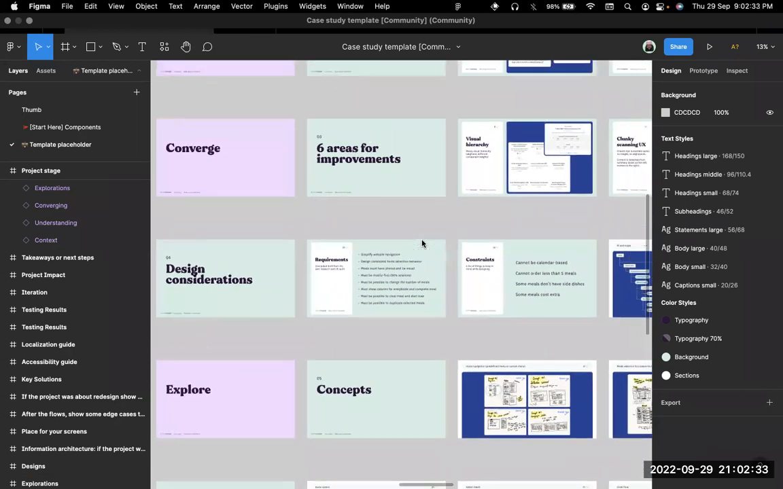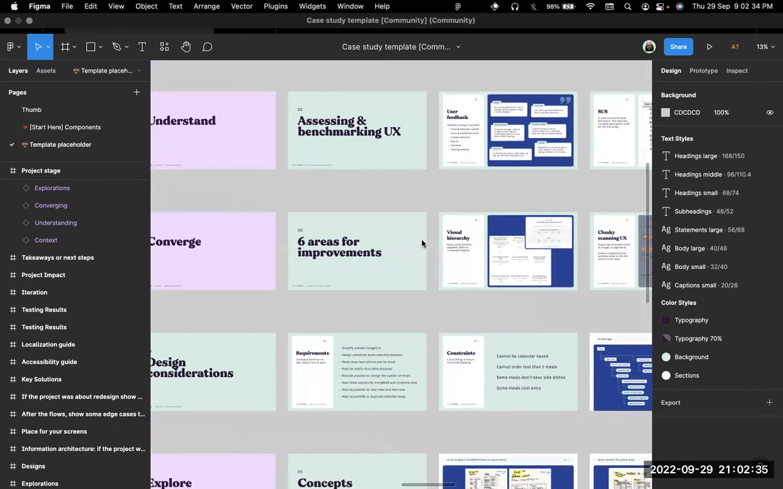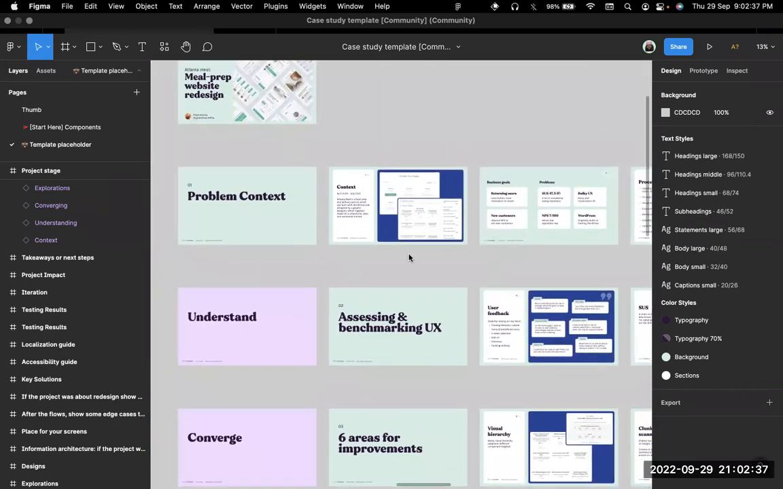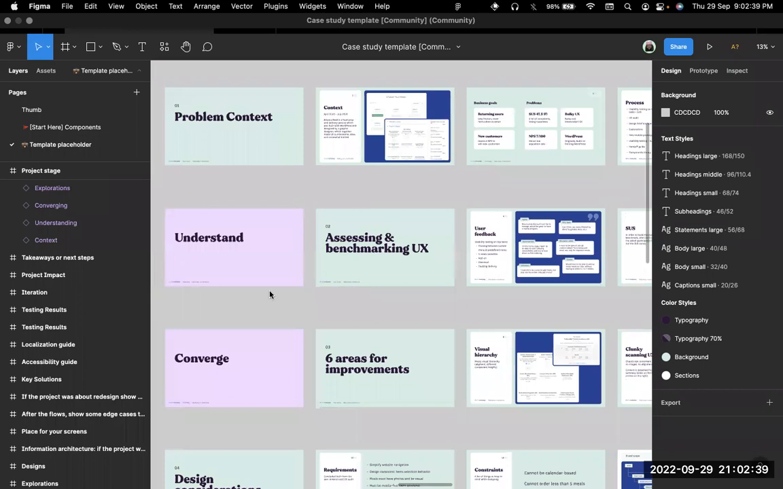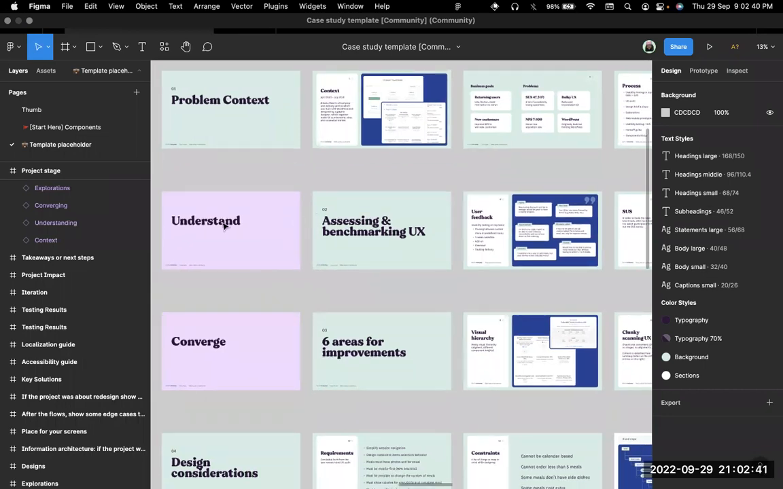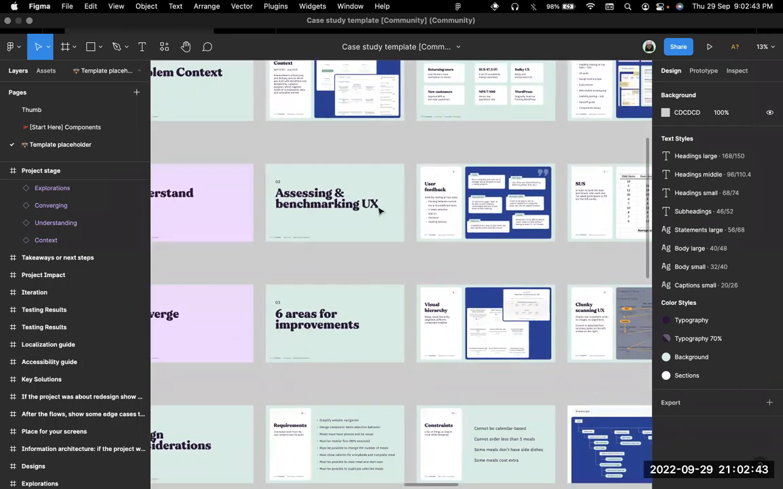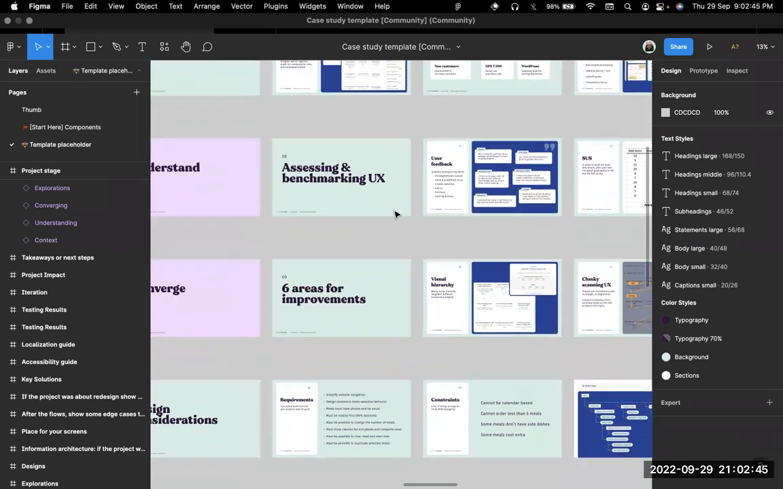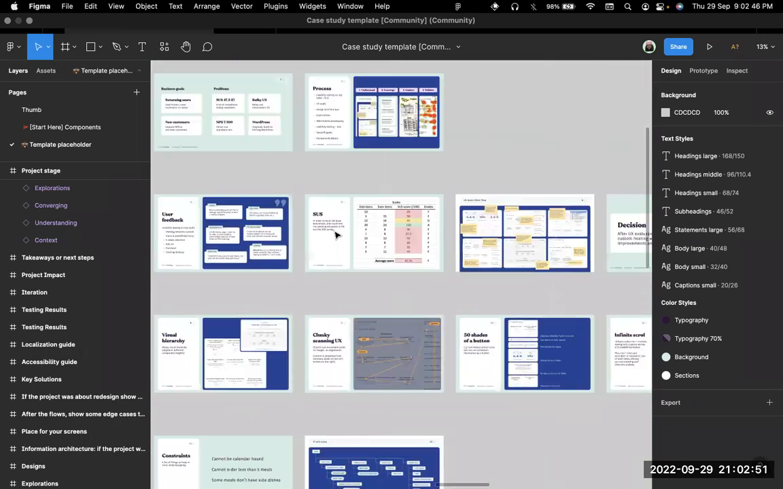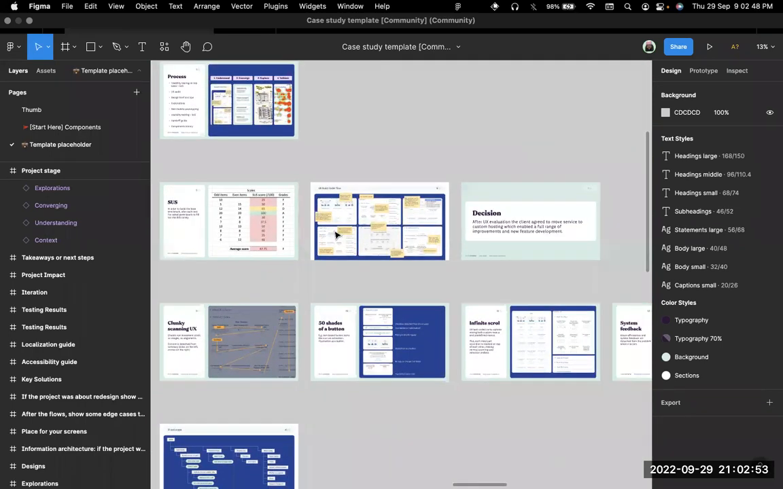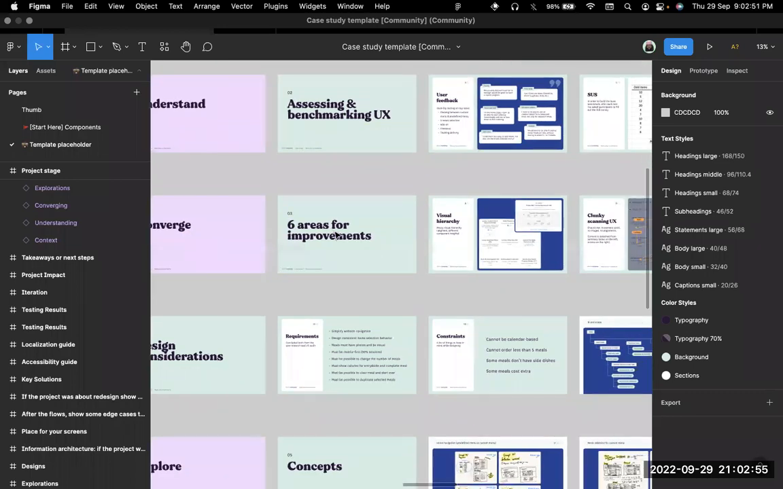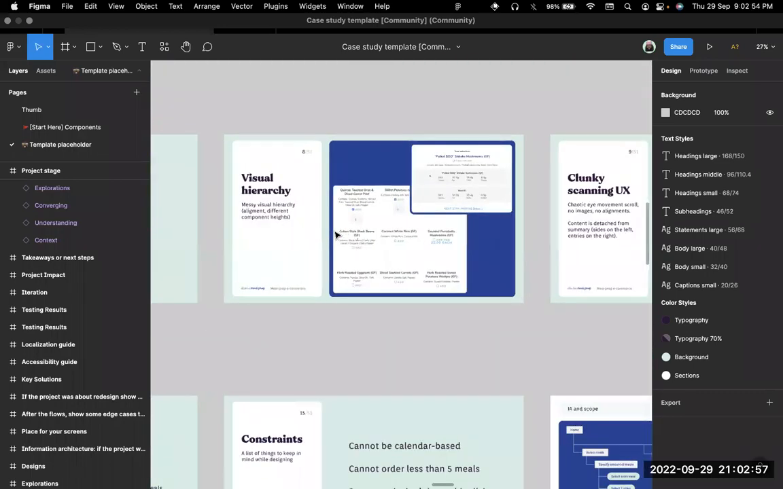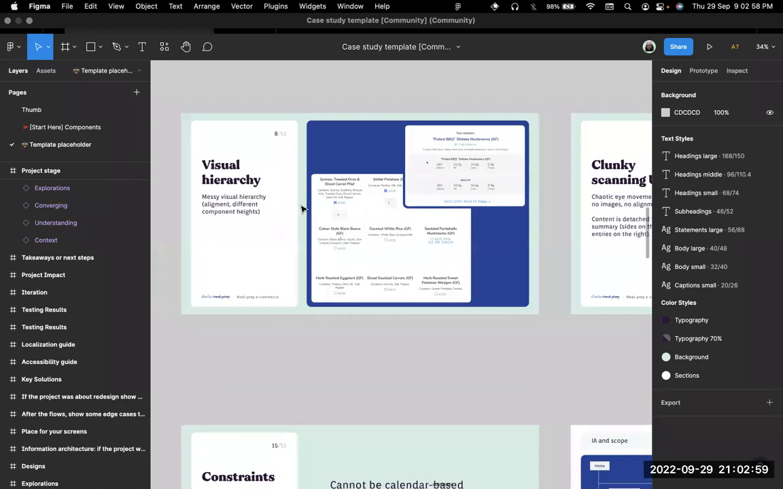So now we've looked at the problem context. We've looked at understanding, assessing and benchmarking the previous UX, and the next step is we need to look at the areas for improvement, and we need to make changes based on the visual hierarchy, which is something we always make reference to.